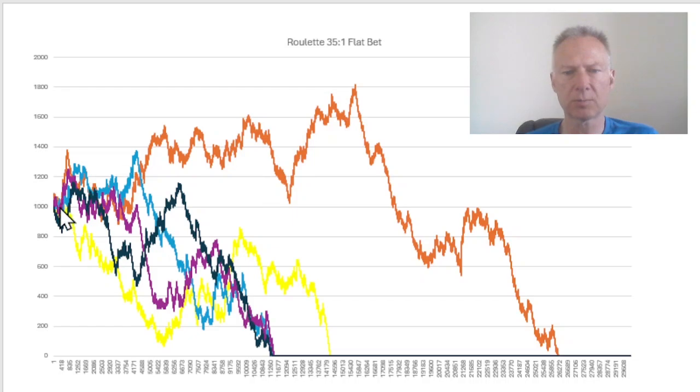You can see here in this particular case, this orangey brown session, the fellow was actually up to 1,800 units. So he was ahead. If each unit was $1 and he started with 1,000, this guy was up to $1,800, but eventually lost it all back. So 35-to-1, you would expect to be more volatile because now you're either going to lose 1 unit or win 35 units. And you can see that volatility here in terms of the bankroll for the system when you simulate it.